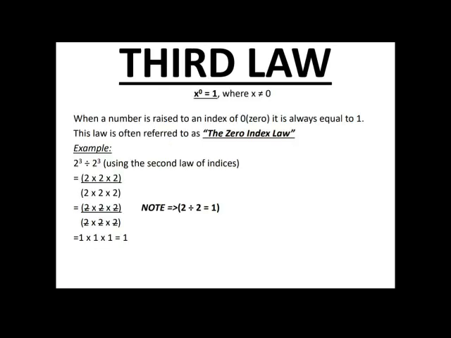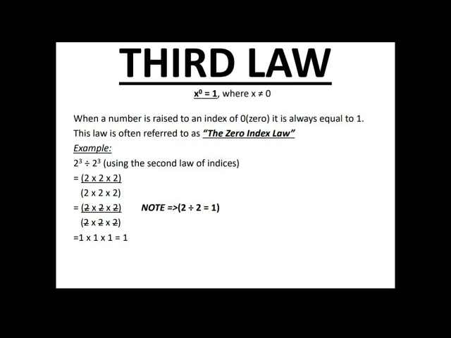Now the third law says that when a number is raised to an index of 0, it is always equal to 1. This law is often referred to as the zero index law. Let us look at the proof, or how it came to a conclusion that any number raised to 0 will be equal to 1.